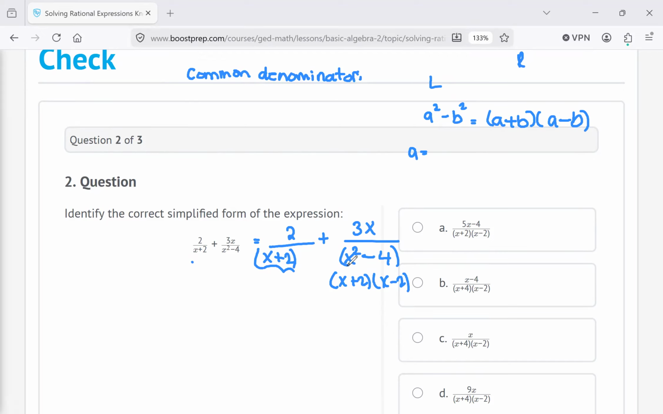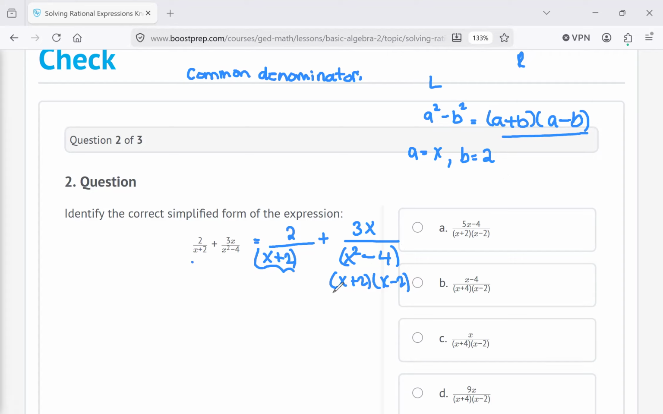So my a value is, can you think of a number? I mean, not a number, but in this case, a letter. Can you think of a letter that squared, times itself twice, gives you x squared? Yes, it's x. And then our b. Don't worry about the minus. Can you think of a number that when squared gives you 4? Positive 4? Yes, it's 2, right? 2 squared gives you 4. So that's the hard part. And then once you know your a and b, just make it look like the right side. So that's how I got x plus 2 and x minus 2.